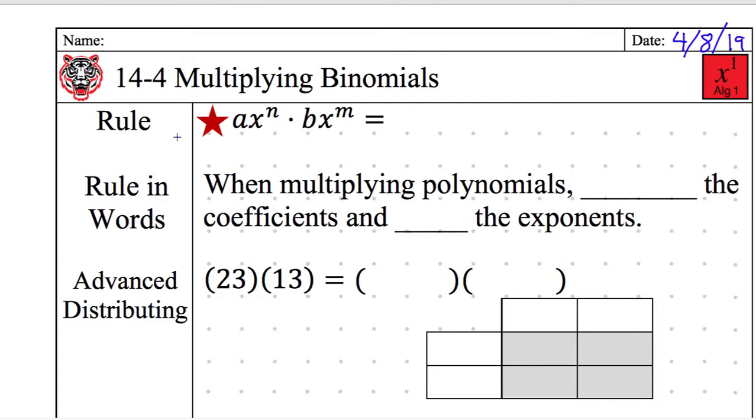All right, so this is our rule from 14-3, which was over a week ago now. Whenever I'm multiplying two polynomials, ax to the n times bx to the m, do either of you remember what this equals? Maybe abx to the power of n plus m. Jose has it. ab times x to the power of n plus m.